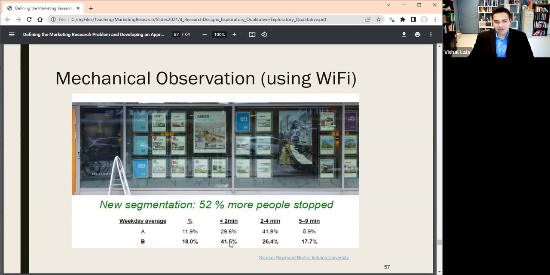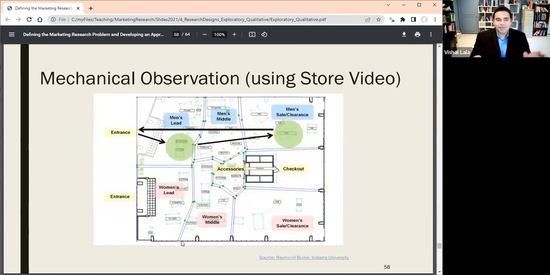Right? So they found that most people were spending less time in front of the display with B than with A. But they also found that a higher percentage of people, 80% actually, stopped versus 12% with the previous display. So again, by using Wi-Fi data, they were able to learn something pretty powerful about how long somebody was viewing a display. There are also examples of store video tracking the motion of people through stores to learn what path they take to traverse a store.